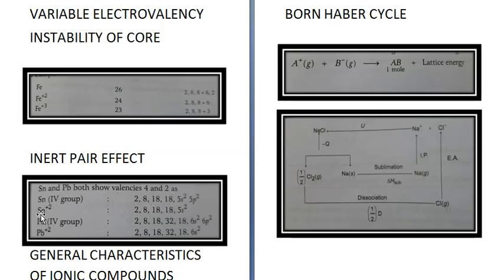Same way in lead. Lead is also in the 4th group. It has electronic configuration 2, 8, 18, 32, 18. Outermost shell is 6s2 and 6p2. So there can be a condition in which all 4 electrons are lost and it shows +4, or there can be a condition in which the 6s2 electrons do not take part and only p electrons are lost. So it shows Pb2+.